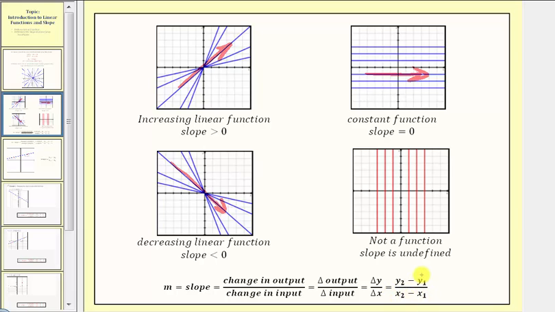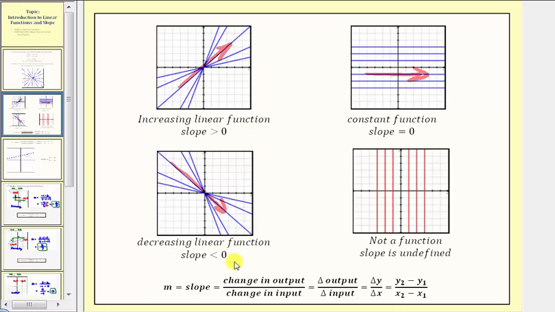But going back to our graphs again, if the slope is positive, we have an increasing linear function, and the larger the positive slope, the faster the function increases. For example, a linear function with a slope of 5 would increase faster or go uphill faster than a linear function with a slope of positive 1/2.